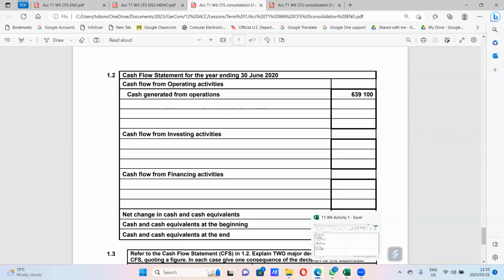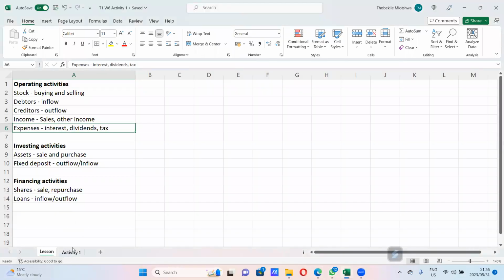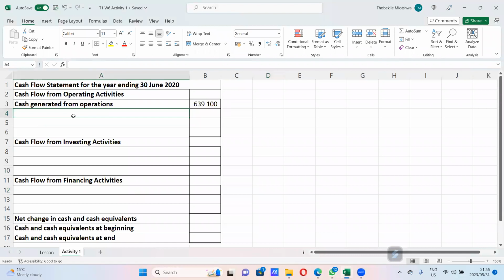But let's use an Excel sheet because I won't be able to do PDF. So this one we are given already. And then the next one is going to be interest paid. Like I just showed you, after interest paid, we can get dividends. The order doesn't really matter. So dividends paid, and then we have taxation paid. So now we need to figure out how much that is.